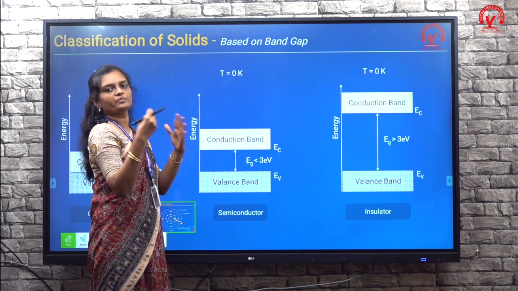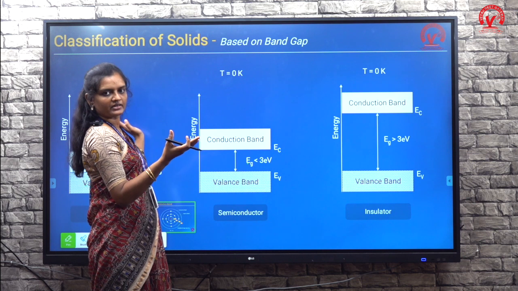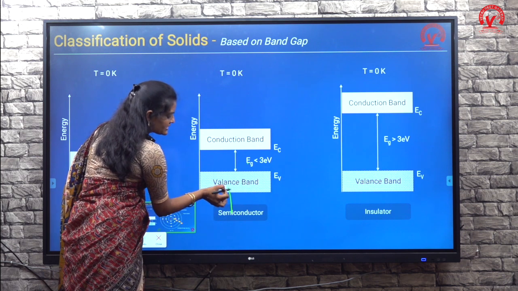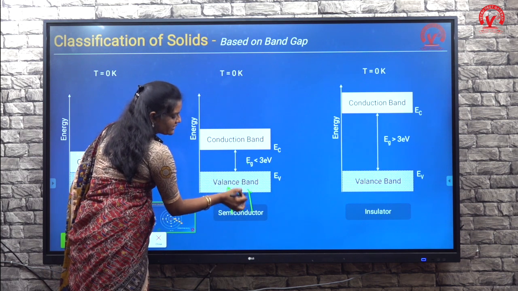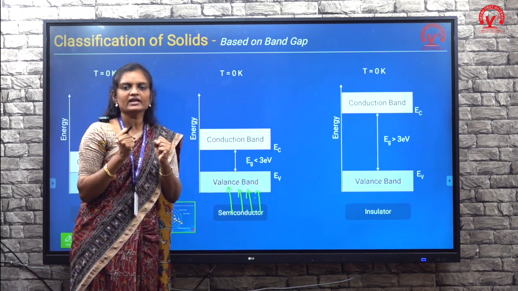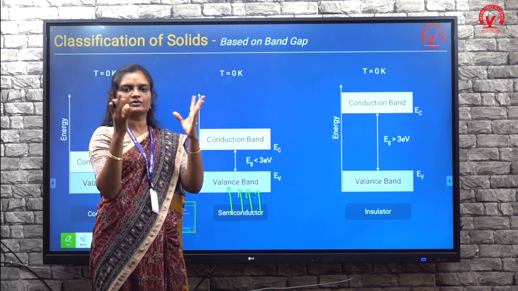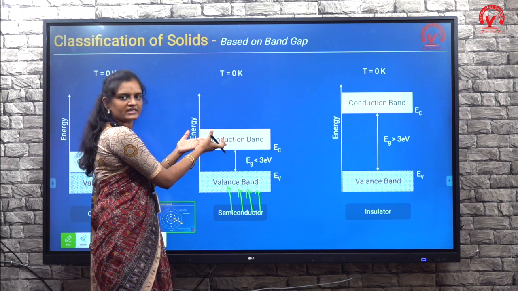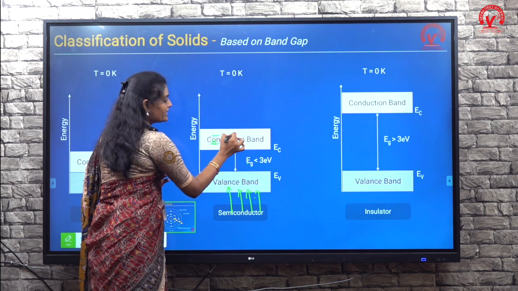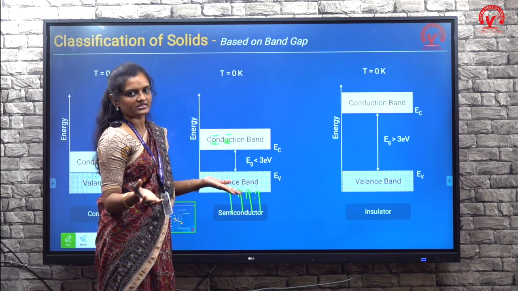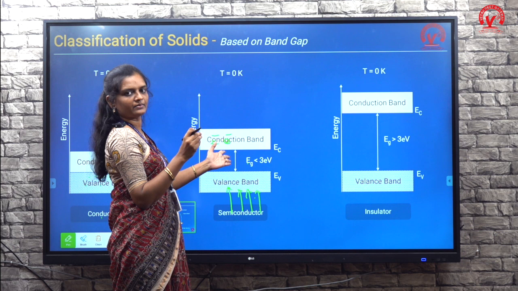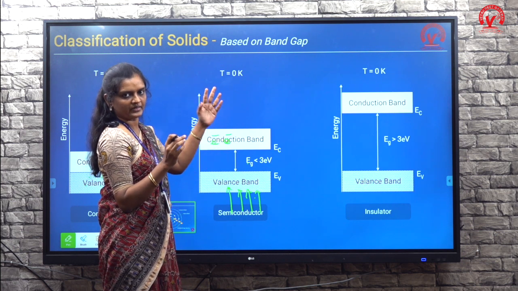Now, if we want the material to become a conducting material, what do we do? We increase the temperature. When we increase the temperature, the valence electron absorbs the energy and is ready to go to the excited state. Here the excited state is the conduction band. The electrons move to the conduction band, act as free electrons, and the semiconducting material becomes a conducting material.